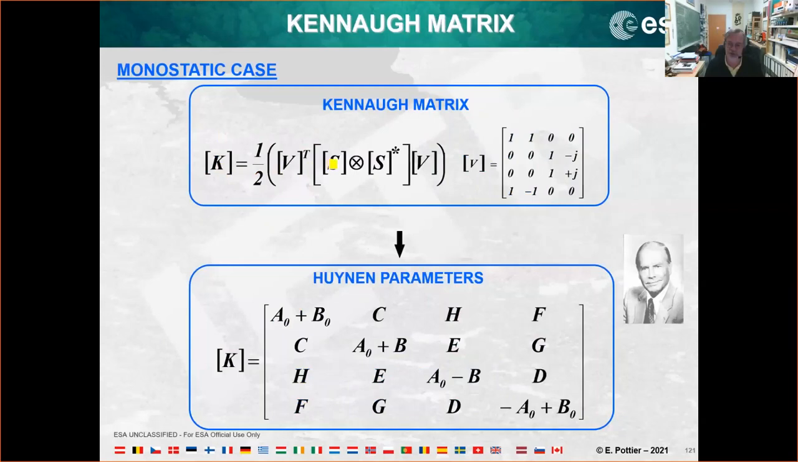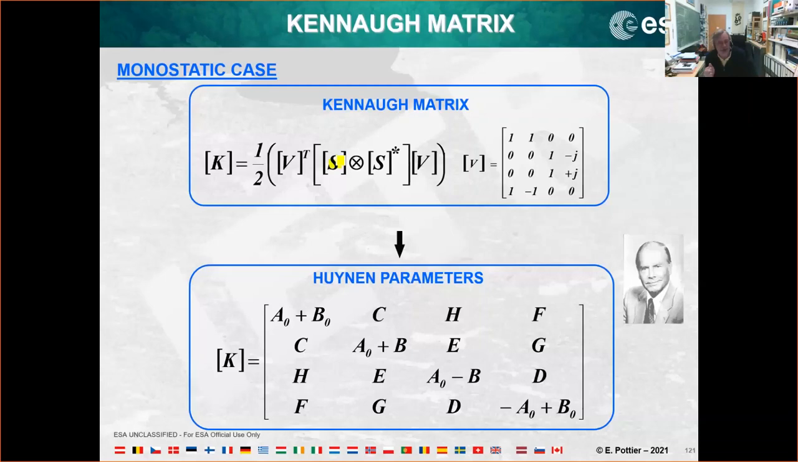And the originality of Huynen is that he was able to introduce these parameters, A0, B0, C, D, E, F, G, H, et cetera. And thanks to different experimentation, he was able to provide a physical interpretation of each of these parameters.